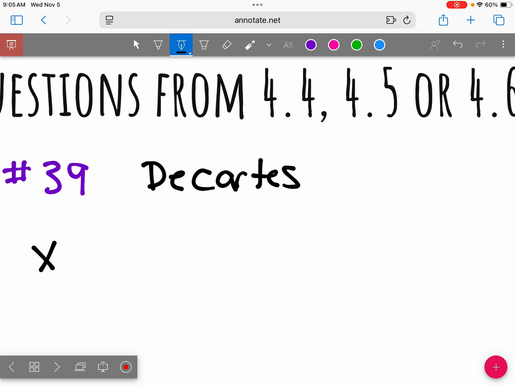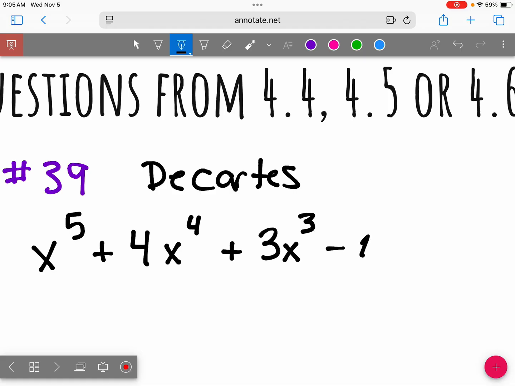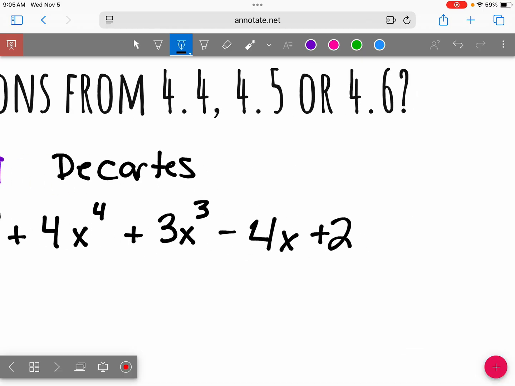For x to the 5th plus 4x to the 4th plus 3x cubed minus 4x plus 2 equals 0. And we're just doing our Descartes rule of signs on here. We're not trying to find all roots. We're not going to make our list of all possibles. We're just going to do Descartes.